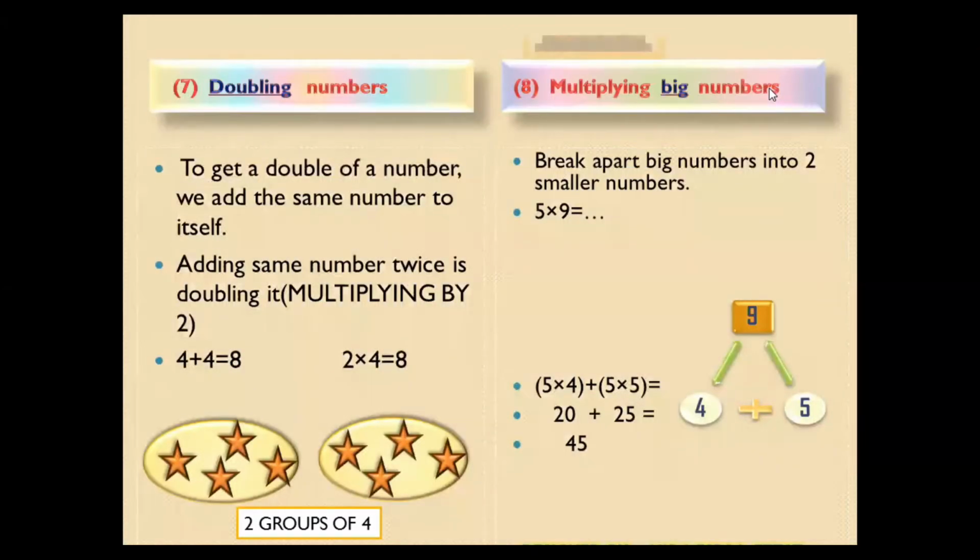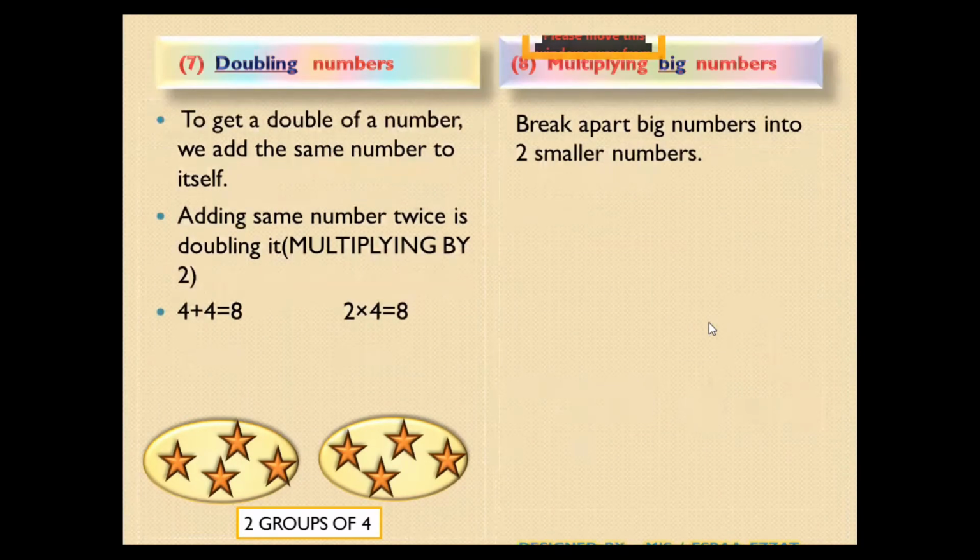So here in this problem, if you forget the product of 5 by 9, you can break apart number 9 into two smaller numbers, which is here 4 and 5, to make it easy to solve.